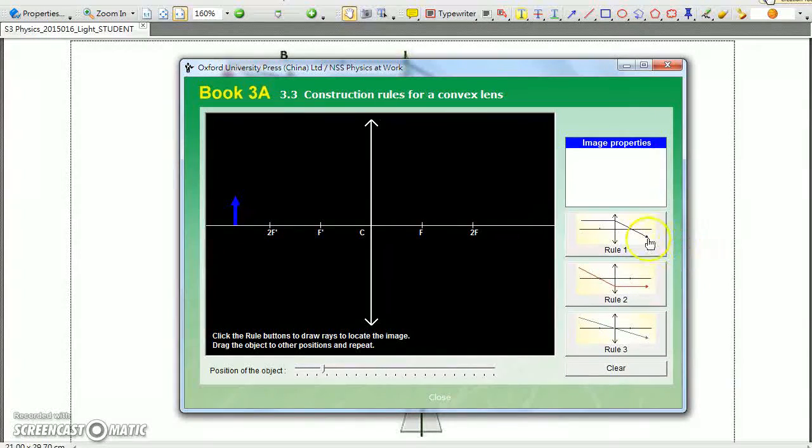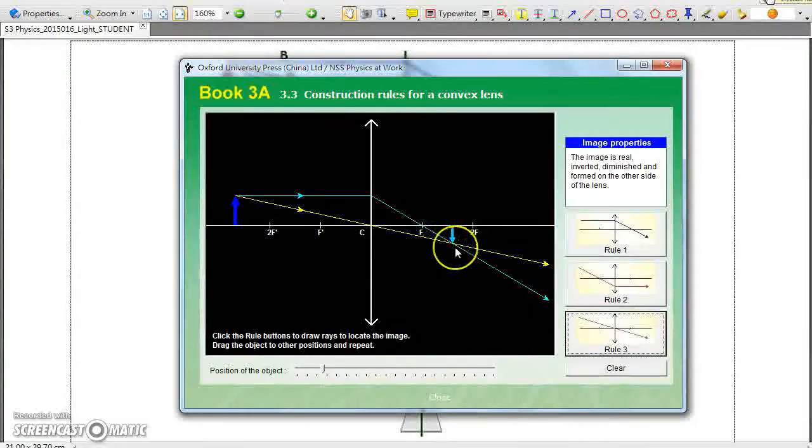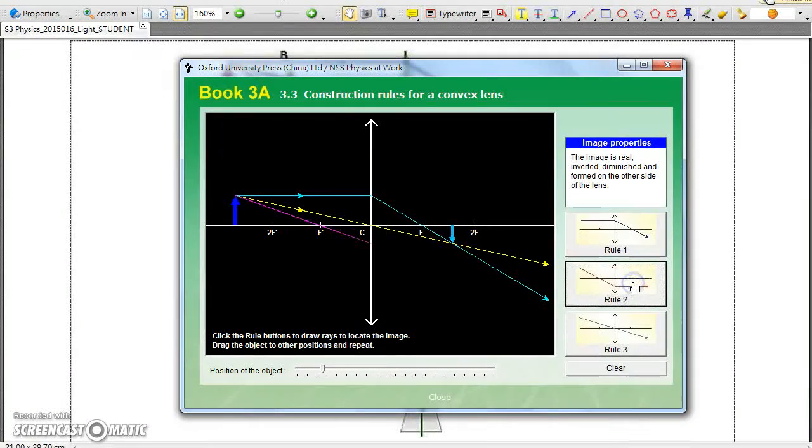To find the image, we draw two of the construction rules. This is one, this is two. Then you can find the image on the other side. And of course, you may also draw this as well. The three light rays will intersect at the same point, and this point is the image of the tip of the object. And for the whole image, it looks inverted.